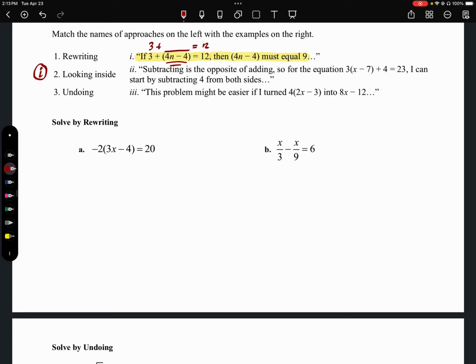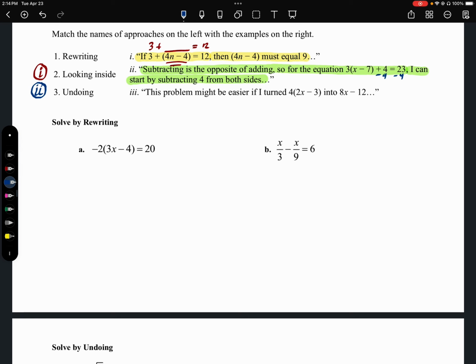Let's go on to the second one. It says here that subtracting is the opposite of adding. So for the equation 3 times the quantity of x minus 7 plus 4 equals 23, I can start by subtracting 4 from both sides. Right, so they're just looking to do like, hey, I'm going to subtract 4 from here and subtract 4 from here. So if you think about that, that would be the method of undoing. So that means that undoing, which is number 3, would be choice number 2.